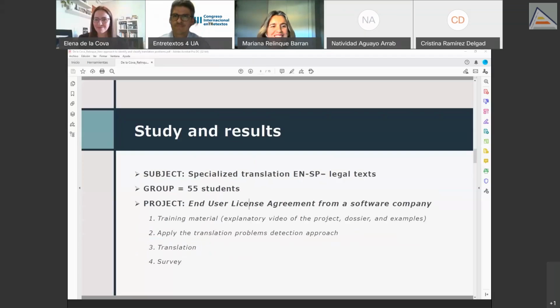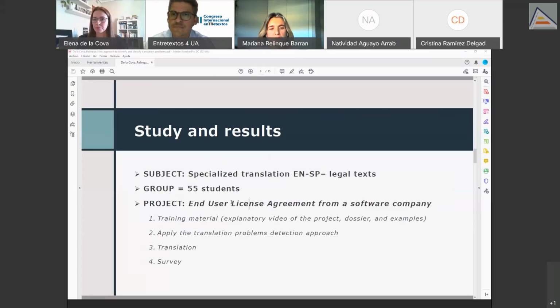Yes, thank you, Elena. As my colleague just said, we implemented this methodology in the classroom of specialized translation from English into Spanish, and particularly we worked with legal texts. In this case, we had a group of 55 students, and they had to develop a project which was divided in 4 steps. First, they had to review all the training material. As Elena explained, we explained to them the methodology, the classification, everything. We provided them with an explanatory video of the project.